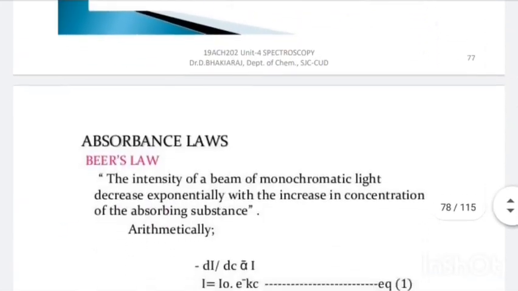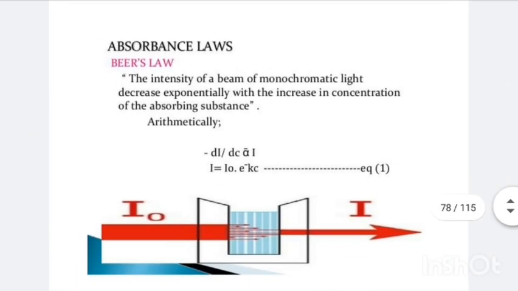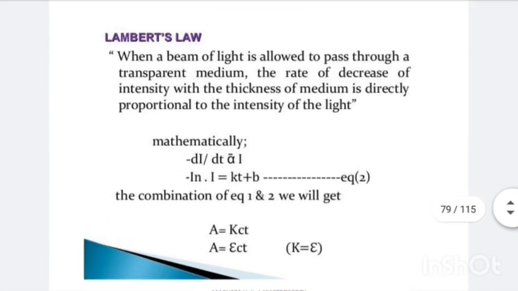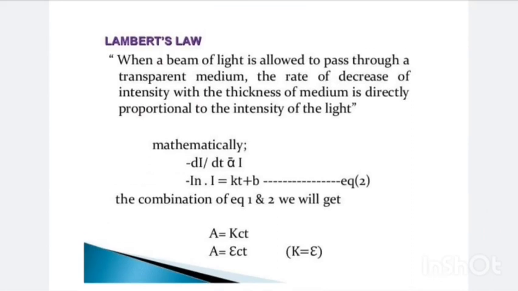In UV spectroscopy, there are two important principles. One is Lambert's law, another one is Beer's law. According to Lambert's law, when a beam of light is allowed to pass through a transparent medium, the rate of decrease of intensity with the thickness of the medium is directly proportional to the intensity of the light. So the intensity decrement is directly proportional to the thickness of the medium.